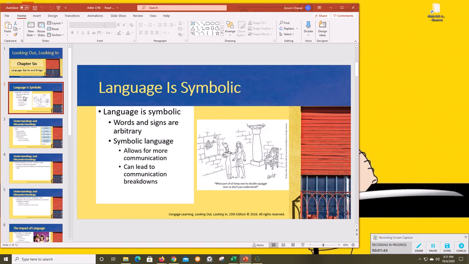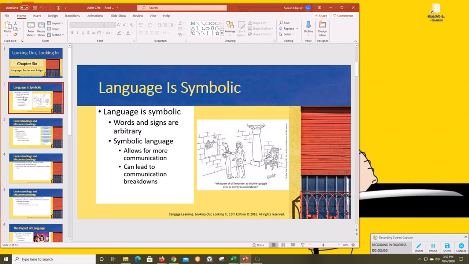When you do not know the language, it does cause issues. Better yet, remember, every culture, every country will have different symbols for different things. This will lead to breakdowns and stuff like that, okay?